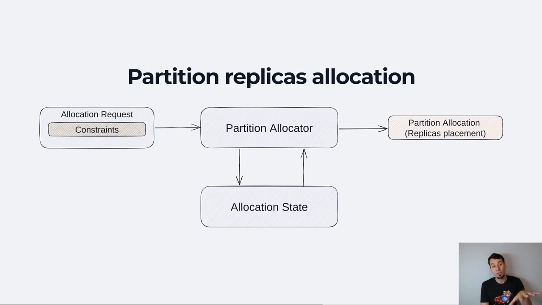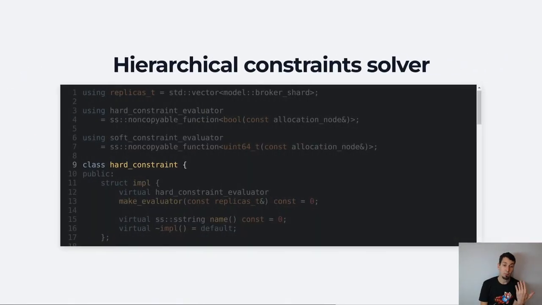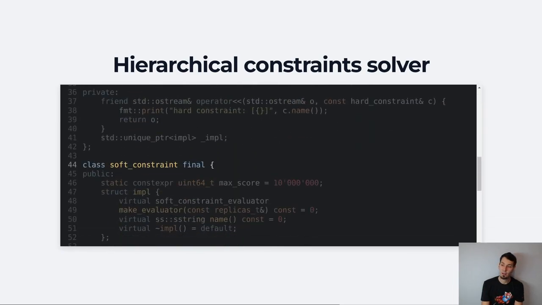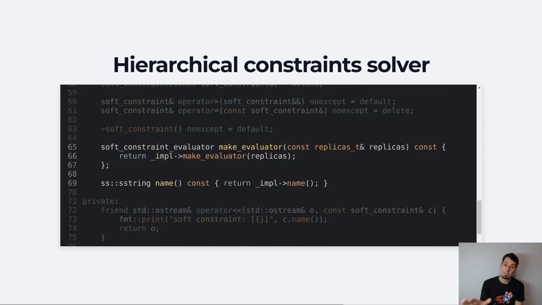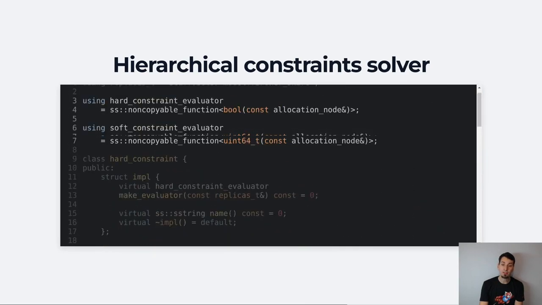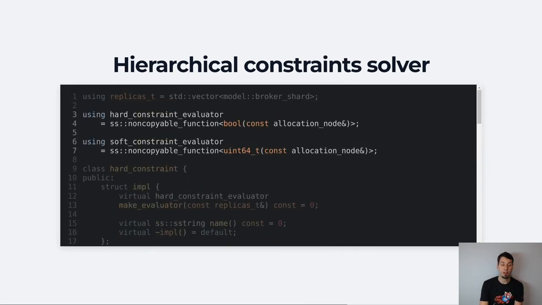Obviously, an allocator uses the current state to make the decision about the allocation. Redpanda constraint solver has an interface that is organized around constraints. Constraints allow the user to express allocation preference. At the low level, we define two types of constraints, hard and soft constraints. Each constraint class is really a factory creating a constraint evaluator. An evaluator is a function returning an evaluation result.